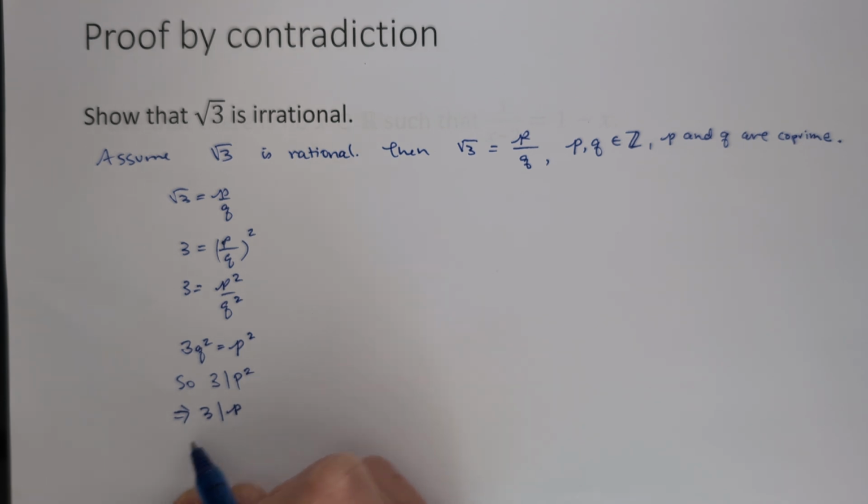So another way we could write that, knowing that 3 divides p, is that p is equal to 3 times some integer.